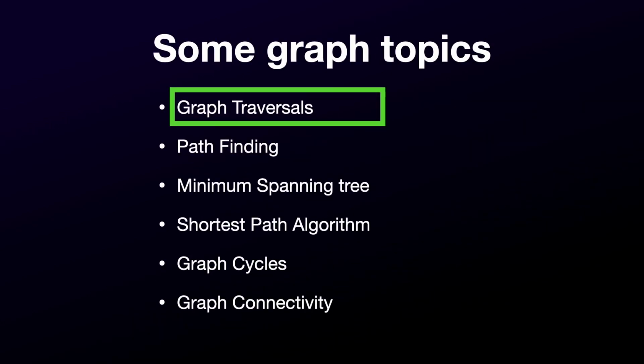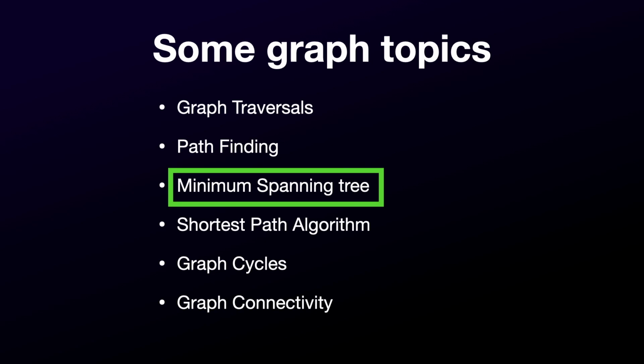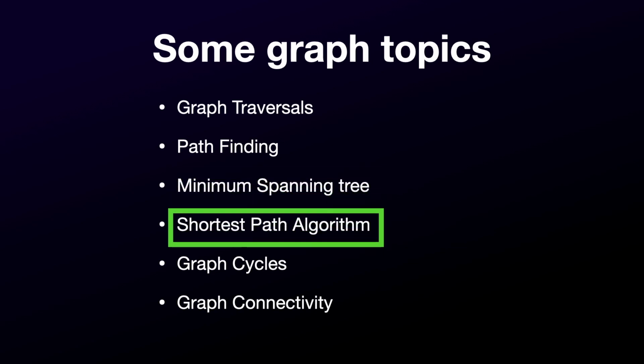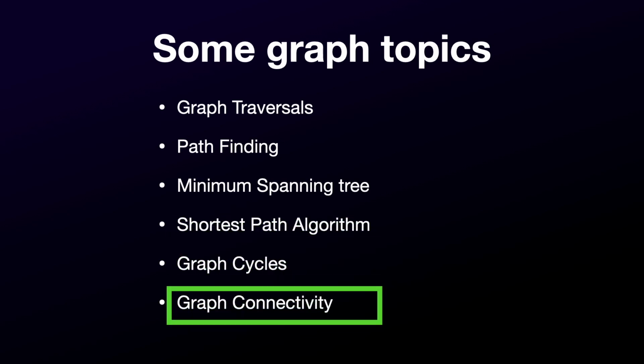Let's now try to wrap up the video by looking at some interesting graph concepts that we'll be covering in the future videos in the same series. Concepts like graph traversals like BFS and DFS, some pathfinding algorithms, we'll be covering minimum spanning tree, and we will also be finding the shortest path in a graph using different algorithms. We're also going to detect cycles in a graph and also going to cover connectivities in a graph.